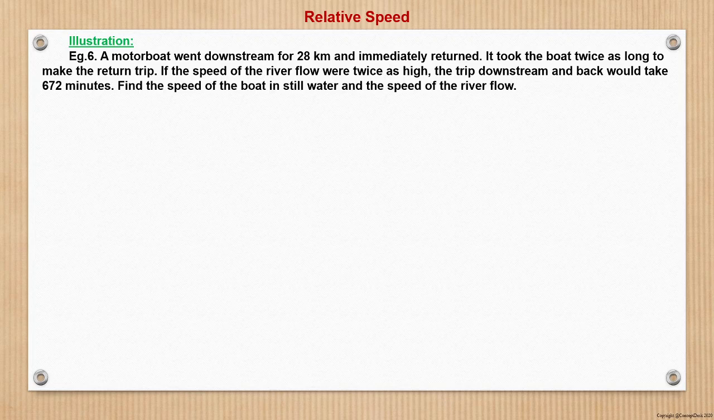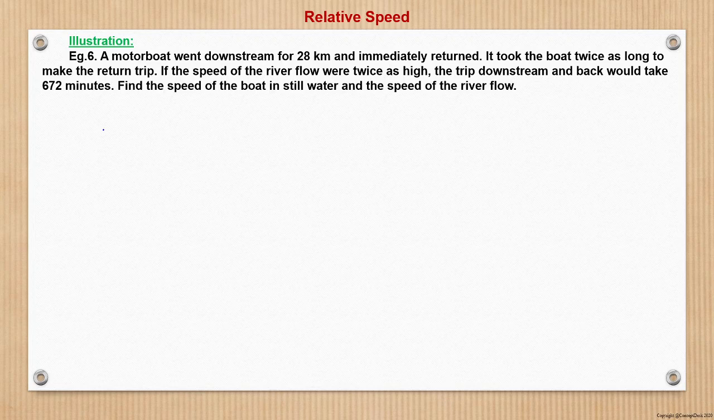Here it says a motorboat went downstream for 28 kilometer and immediately returned. It took the boat twice as long to make the return trip. If the speed of the river flow were twice as high, the trip downstream and back would have taken 672 minutes. Find the speed of the boat in still water. So what is the case one?